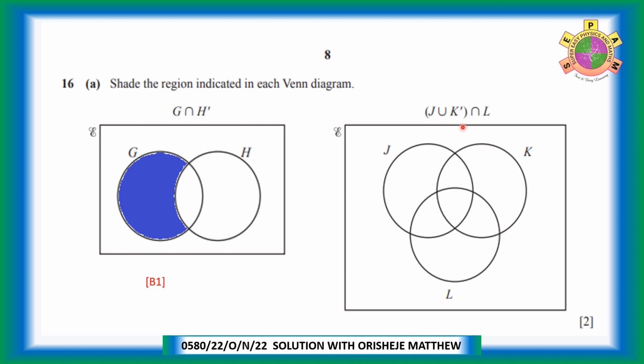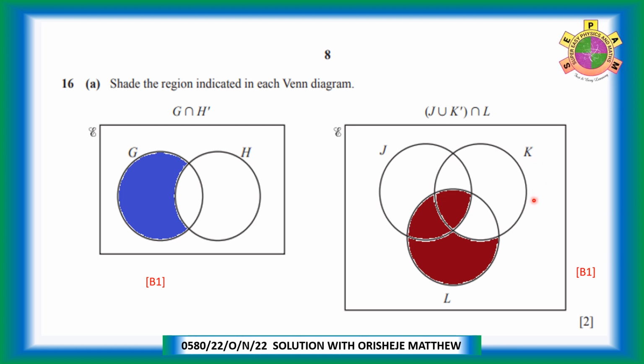So let's look at this. J union K prime, then intersection L. So that will give you this shaded region here. So each one mark will give us the total 2 marks here.